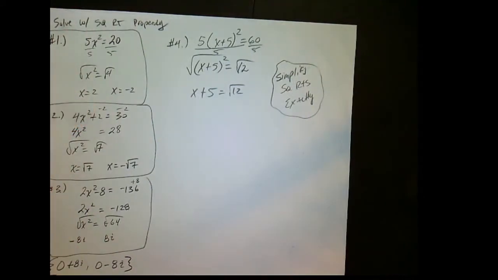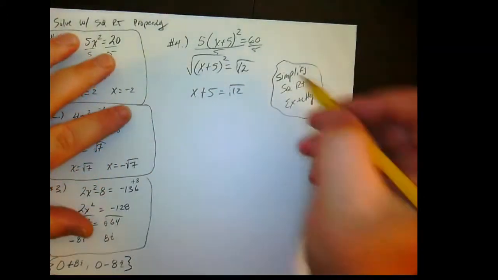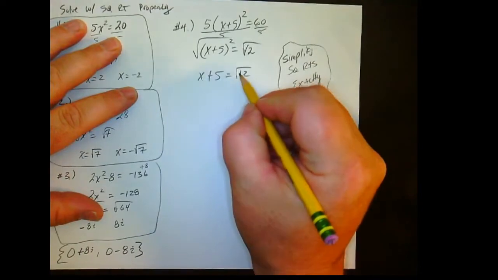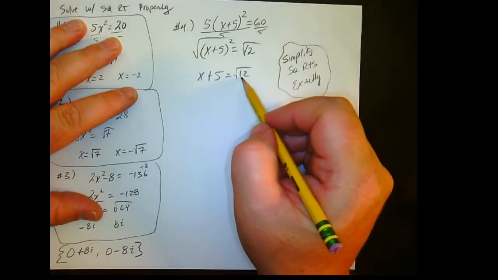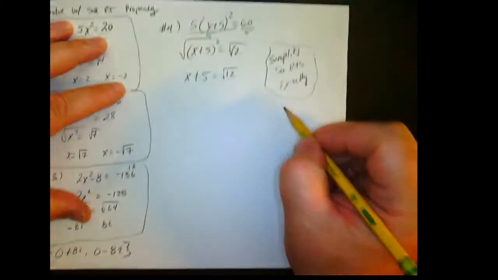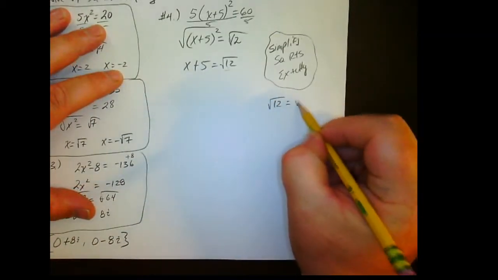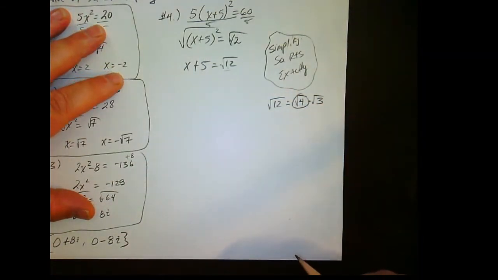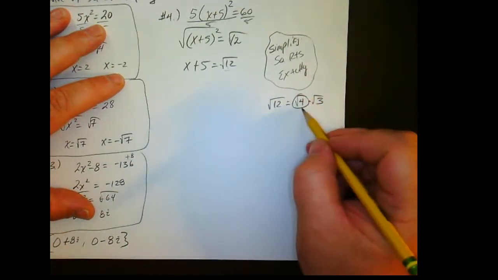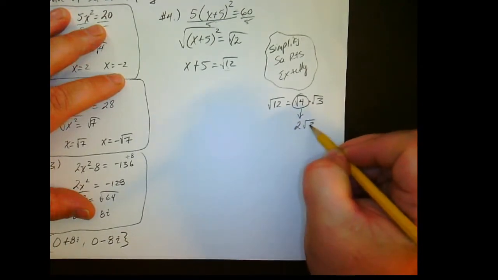I can put a link for you where you can get more instruction on this, but here's what this is. When you have the square root of 12, it's saying what times itself is 12. So you're going to factor it and find the biggest perfect square. The biggest perfect square that's a factor of 12 is 4. So the square root of 4 is 2, and the square root of 3 can't be simplified.